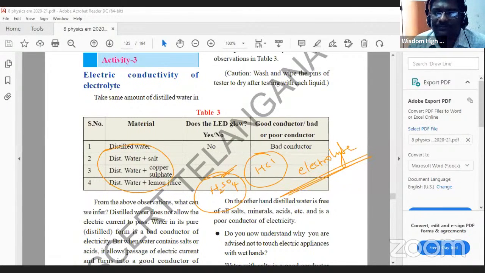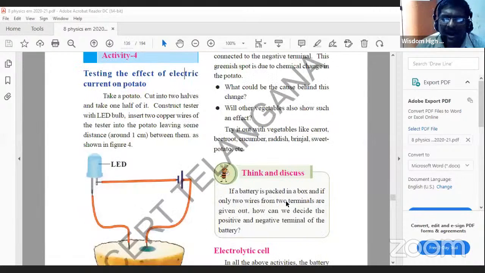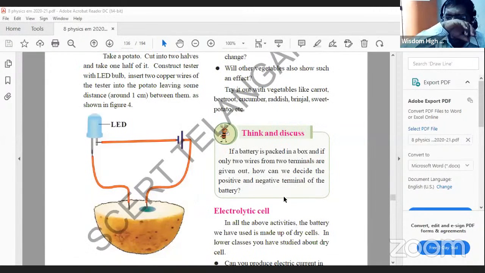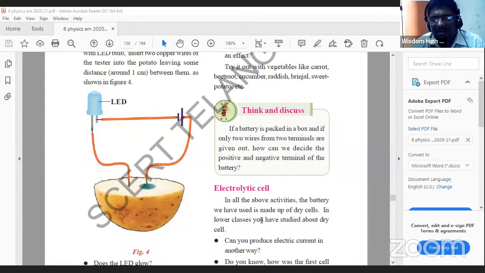Next, the last topic today is the electrolytic cell. In all the above activities, the battery we used was made up of dry cells. That is what we discussed up to now.